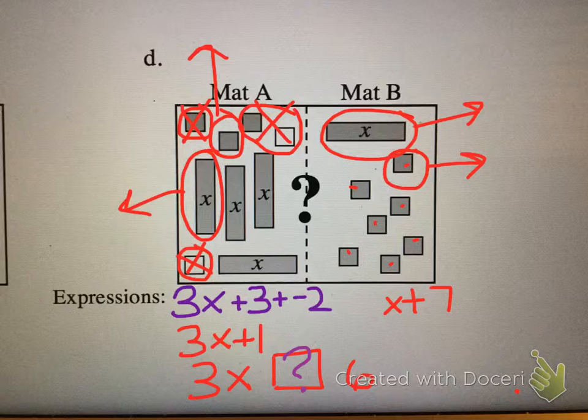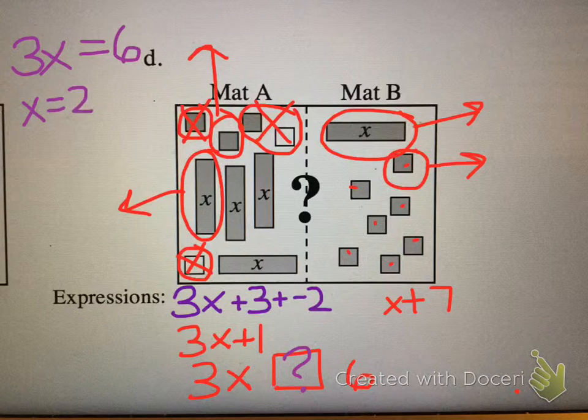So if I'm going to make it equal to, 3x is equal to 6, I know that x would have to equal 2. And I can check my work by showing 3 times 2 equals 6.